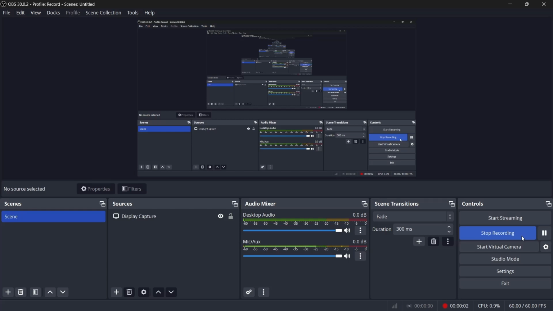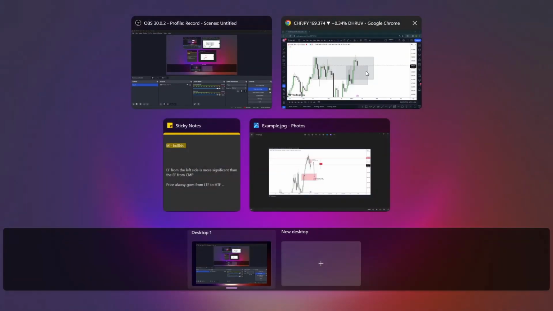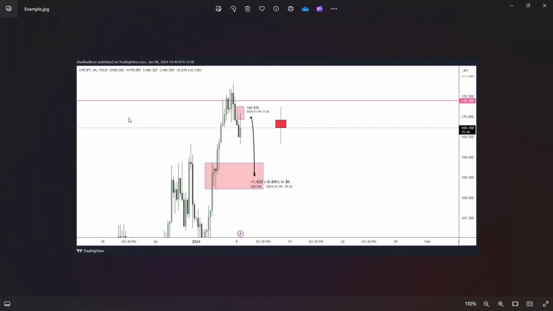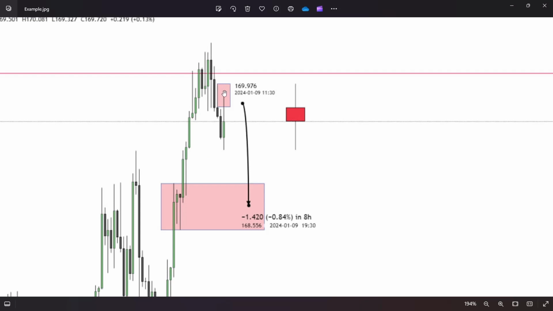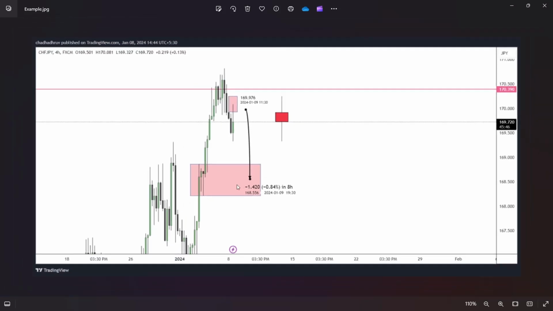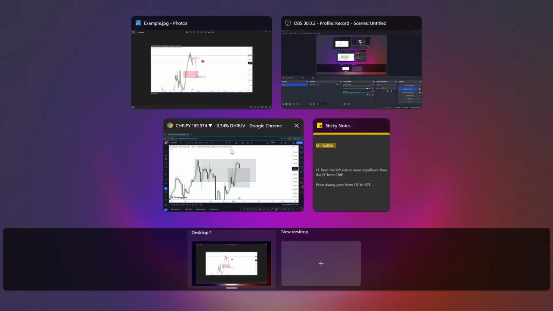Hello everyone. So this is gonna be a short video explaining a pair that I'm currently watching. I'm looking for a sell from this specific point of interest till this target. I will be explaining all the confidences that I had and why I'm targeting this specific area and why I'm looking for this specific point of interest to sell. So let me just go into the charts.